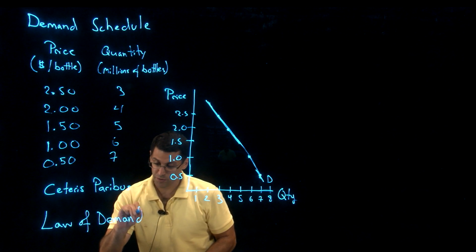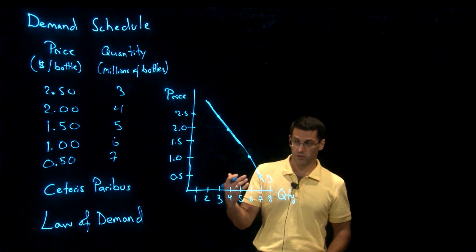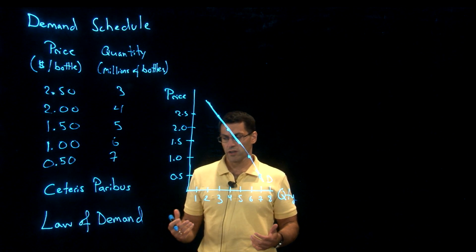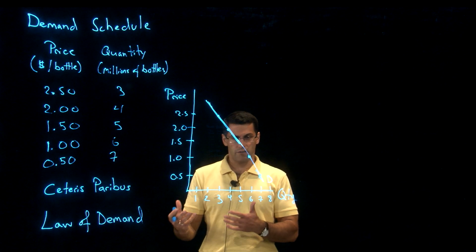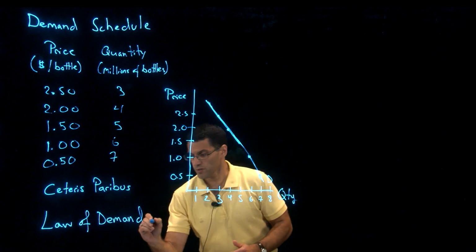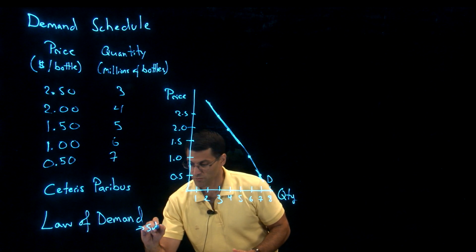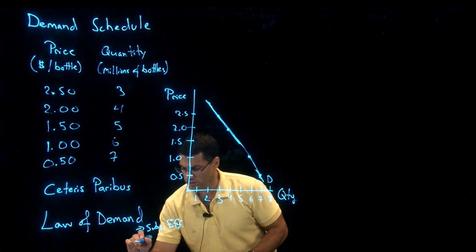Right? Simply put, it means that as the price goes down, people want to buy more. As the price goes up, people want to buy less. So what is it that gives us this law of demand? Why is this the case? Well, we have two things that happen. We have a substitution effect and an income effect.